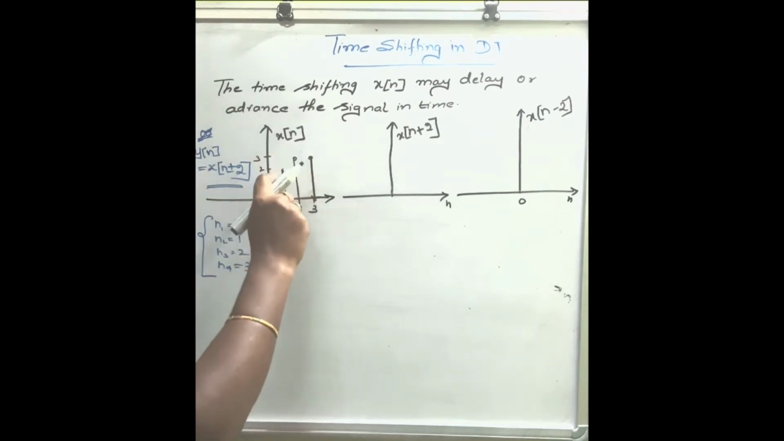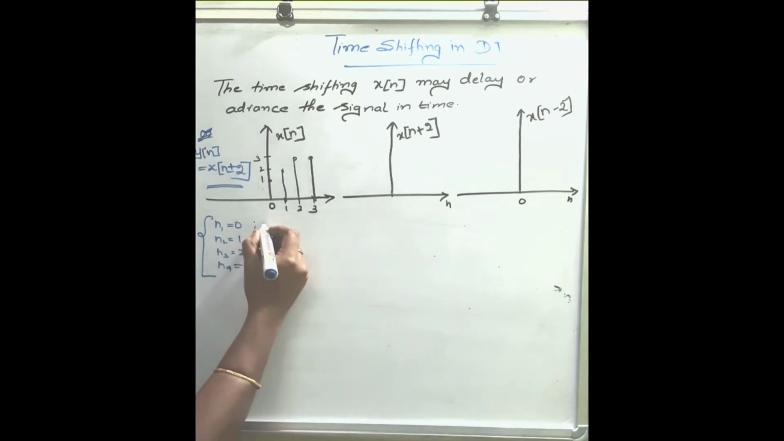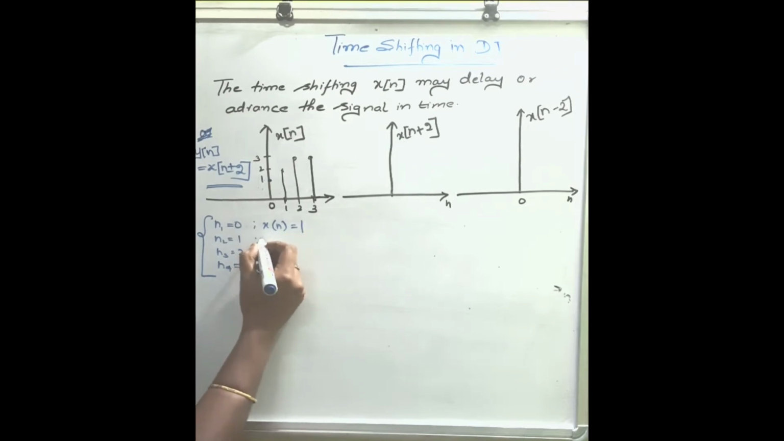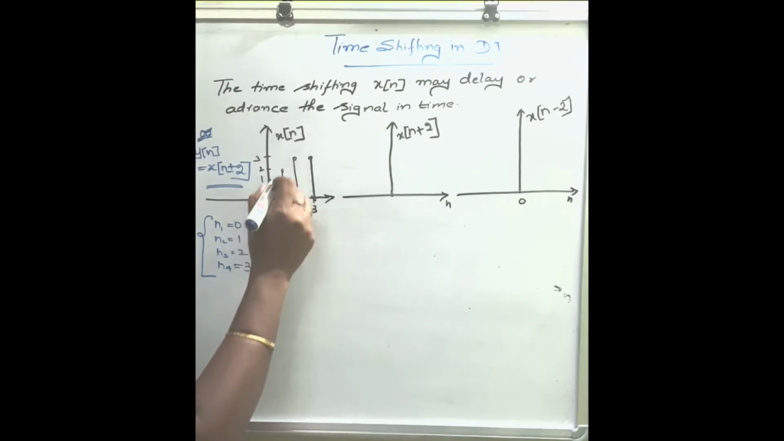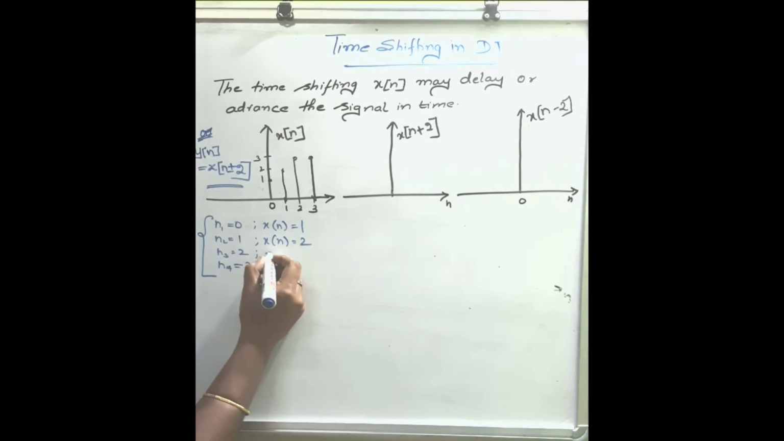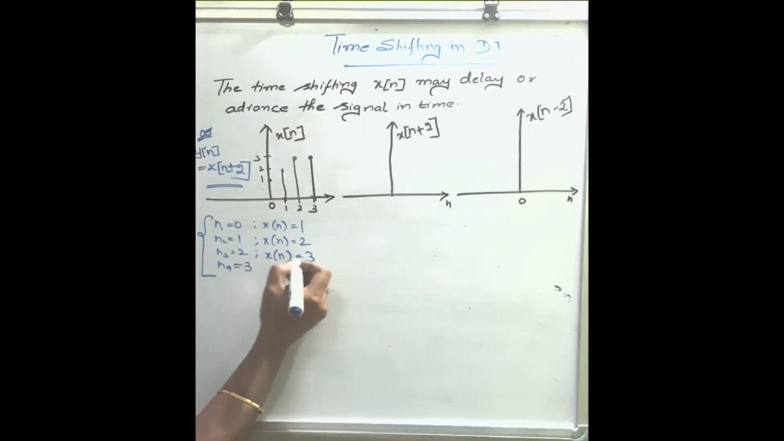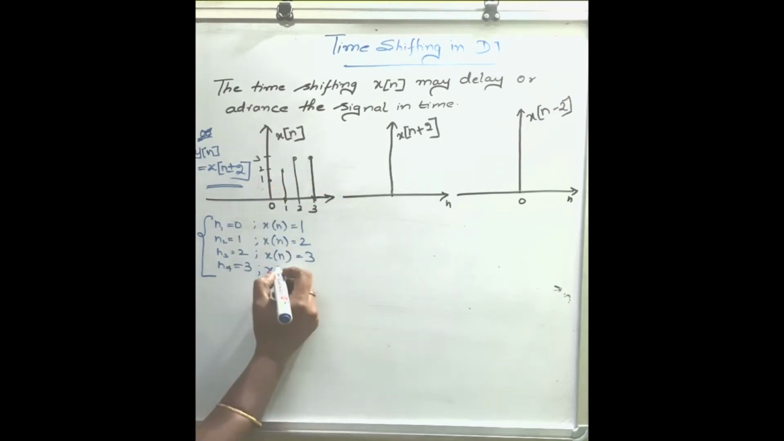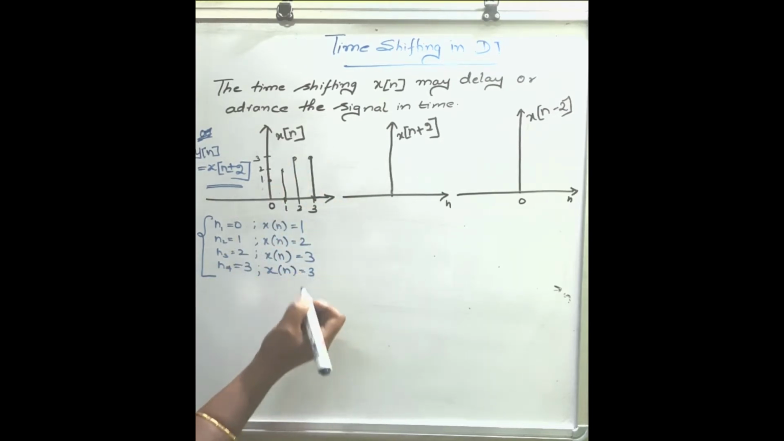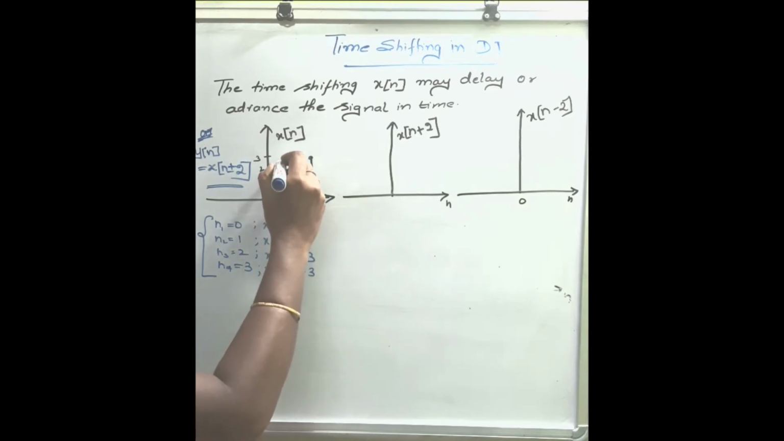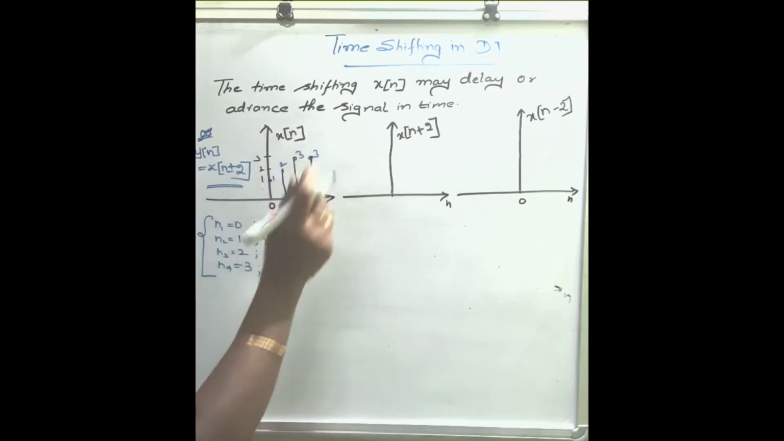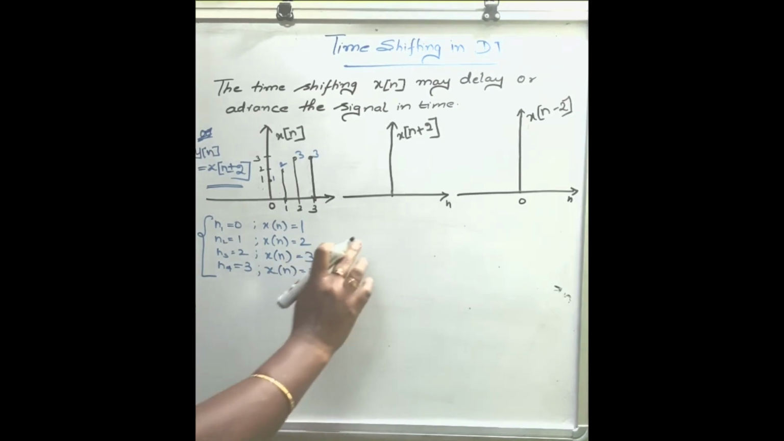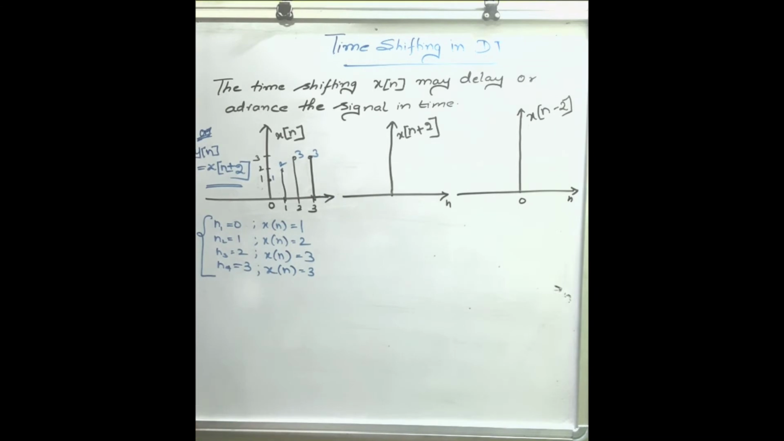Here your x of n, the amplitude, changes. For the original signal, x of n is equal to 1, then x of n is equal to 2. x of n is nothing but the amplitude. At n is equal to 3, the amplitude is 3 again. So this is 1, 2, 3 and 3. This is all about the original signal. Now we are going to advance the signal, and then in the next case delay the signal.